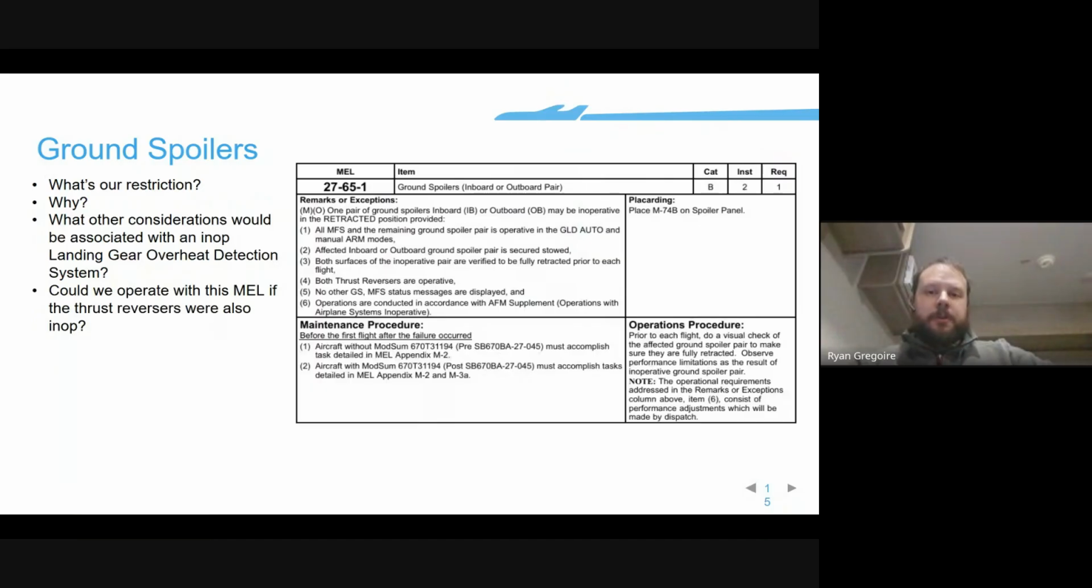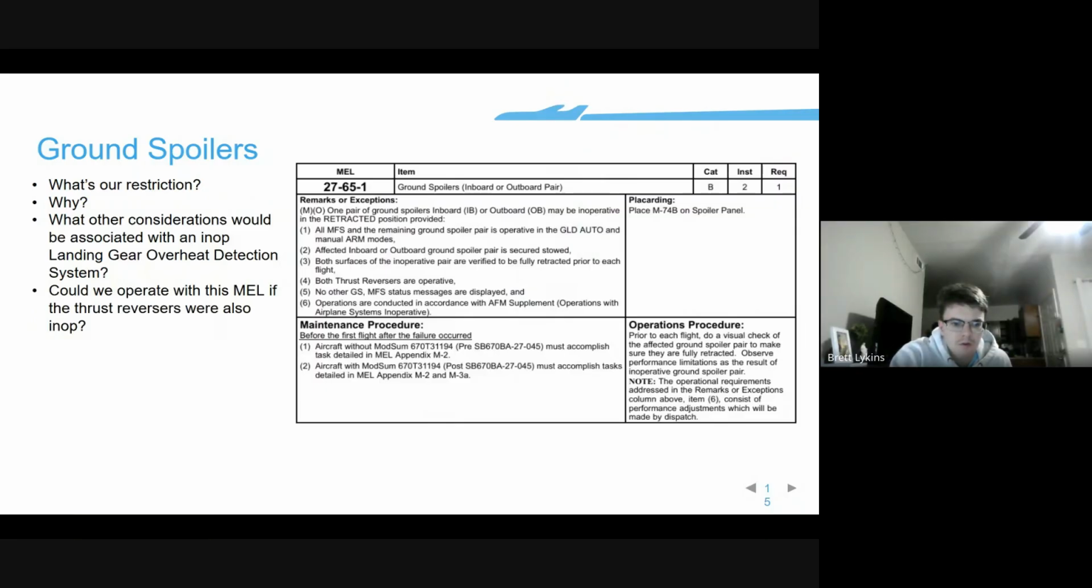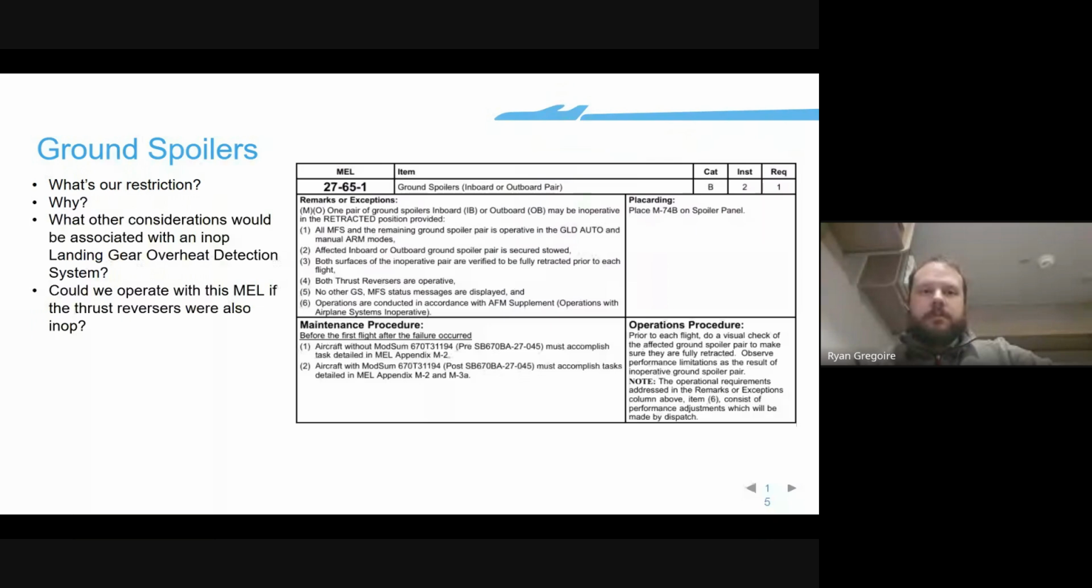What do the ground spoilers help us do, or help the plane do? It shifts the weight onto the wheels. Which allows it to do what? To brake faster. So if I had a flight that I was dispatching to Key West with its glorious 4,500 foot long runway, and the ground spoilers were inoperative, would that be concerning to me?